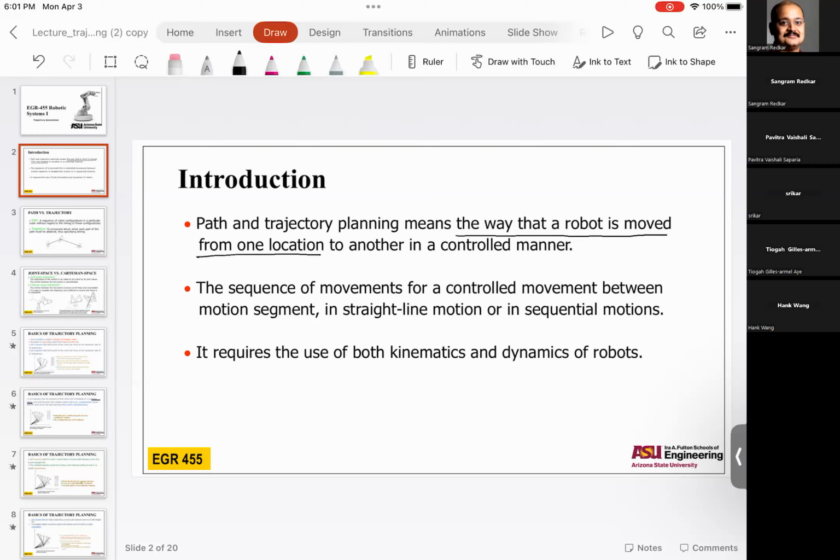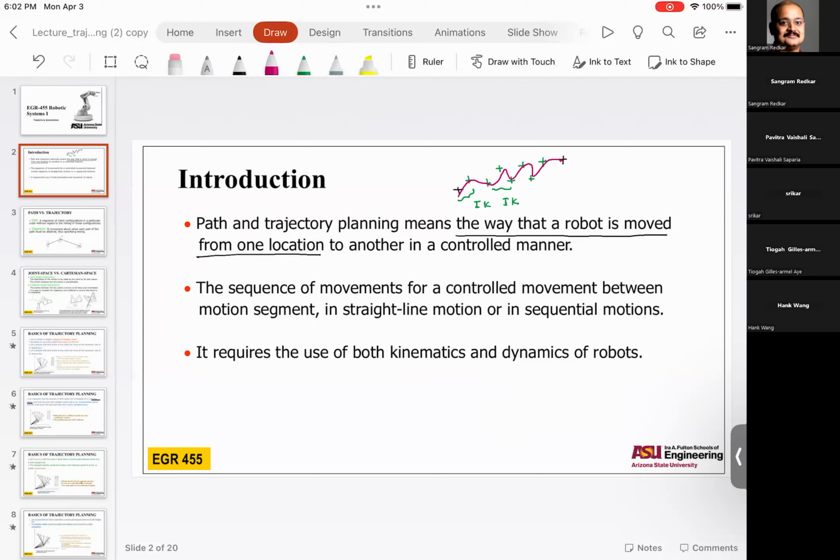The easiest way to do this is you have the start point, you have the end point, and then depending upon the profile that you need in between, you have these intermediate points. Then you perform inverse kinematics at every stage and make sure that the end effector tracks the path that you desire.